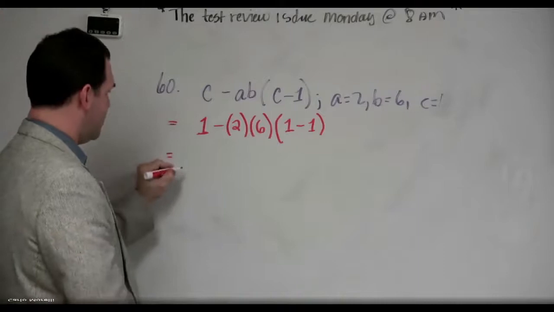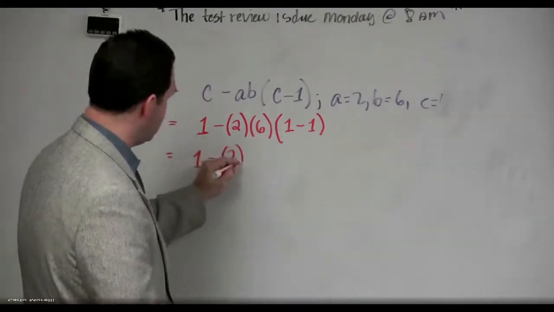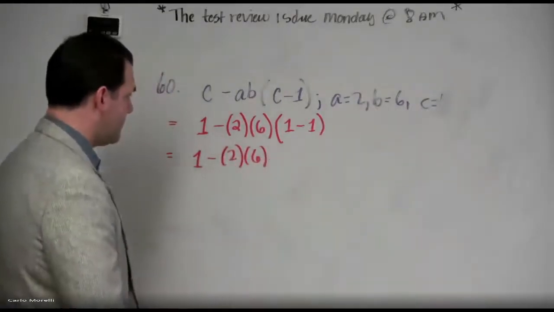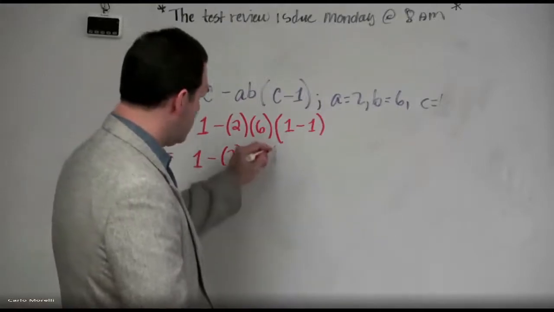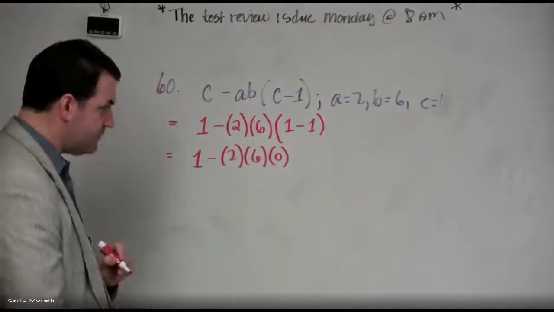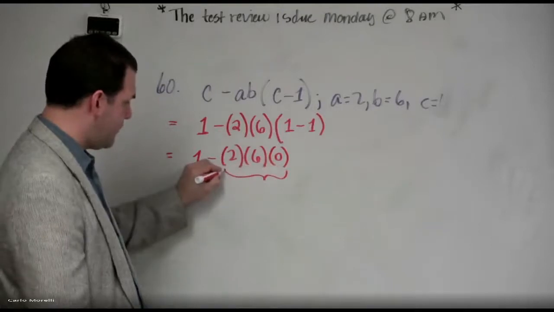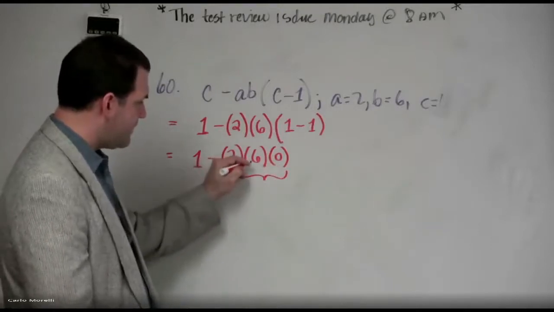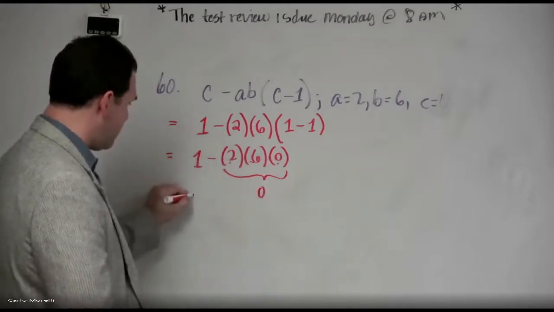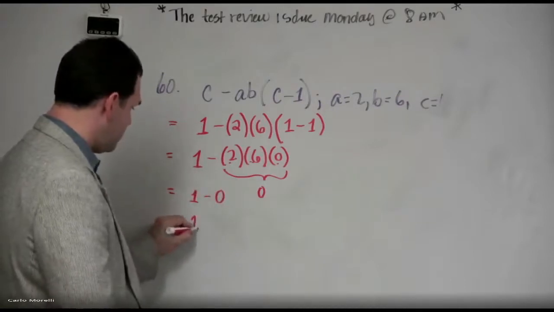Again, we're going to work in those parentheses first. So I'm going to work 1 minus, open parentheses, 2, close parentheses, open parentheses, 6, close parentheses. And then this is 0. Okay, so this is really important. Open parentheses, 0. Now, order of operations tells me I have to do all this multiplication first. Well, 2 times 6 is 12. 12 times 0 is 0. So this is 0. So this equals 1 minus 0. So this equals 1.